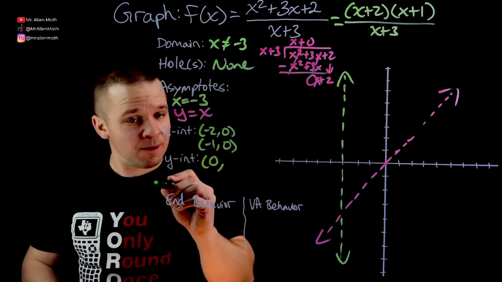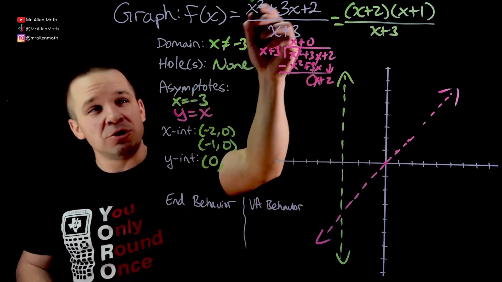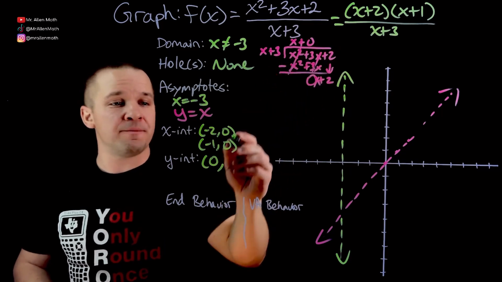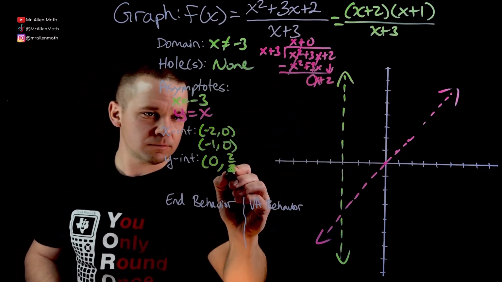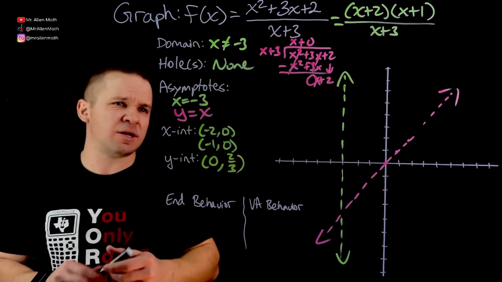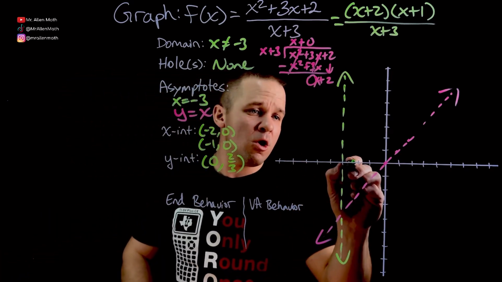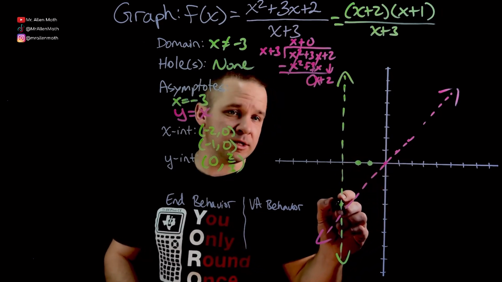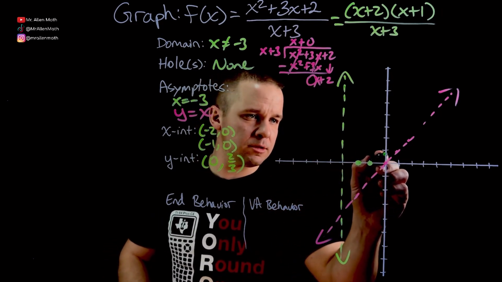So 0, comma, and then if I plug 0 in, usually easiest from the standard form, the original, everything goes away except for the 2 and the 3, so 2/3. Okay. So let's go ahead and plot these points here. I guess I'll go green since I wrote them in green. We got negative 2, 0. We've got negative 1, 0, and then we have 2/3.